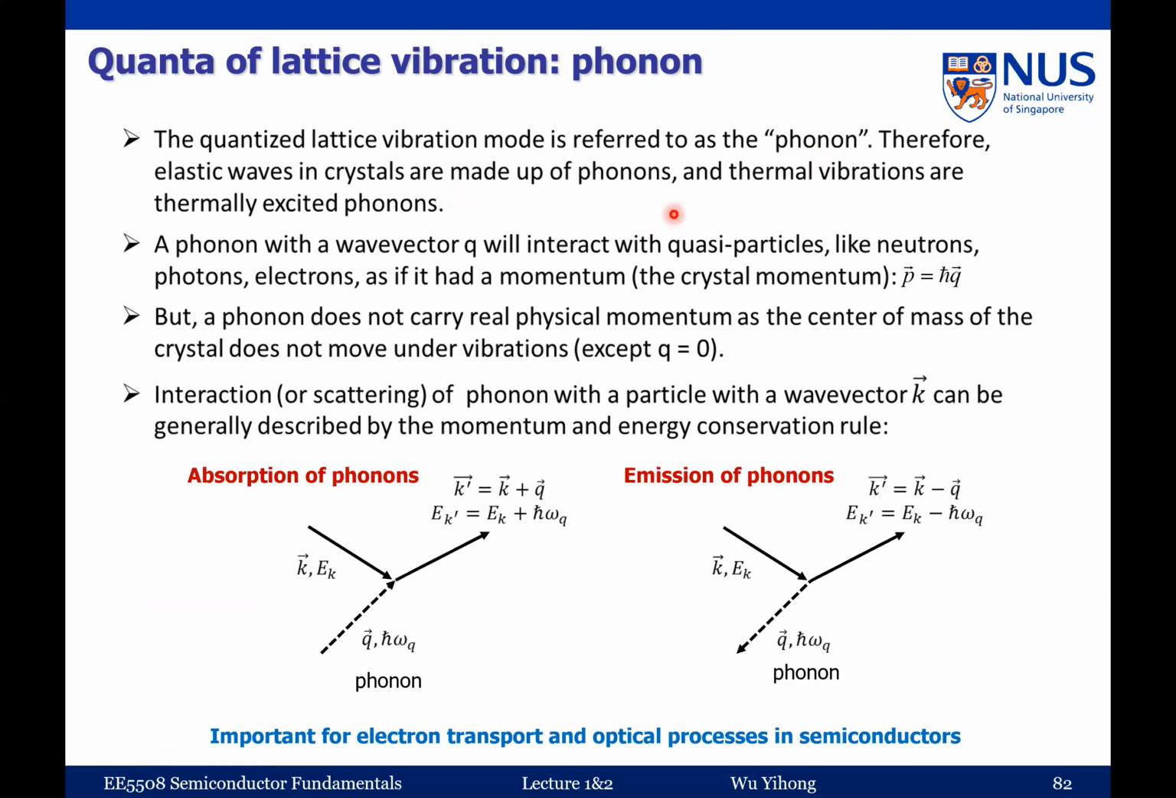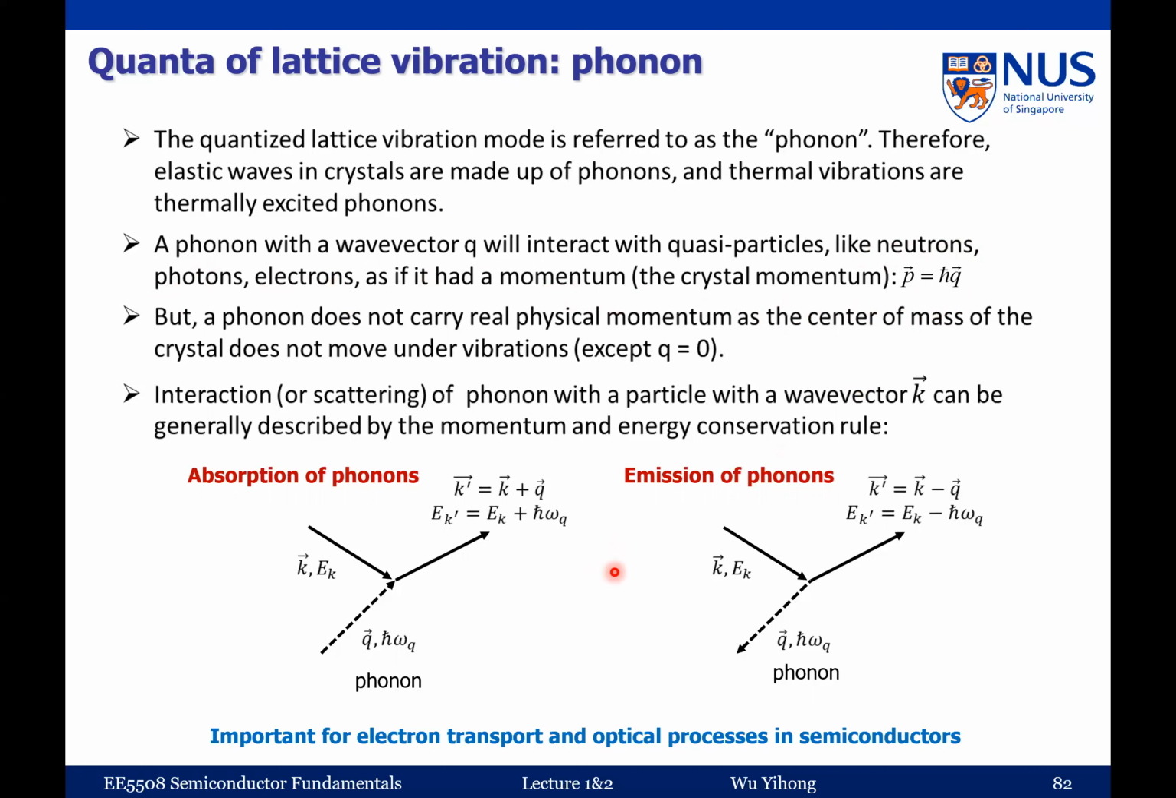In classical physics, a lattice vibration is basically a wave, right? And in quantum mechanics, you get a phonon. The phonon has a wave vector q. When it interacts with quasi-particles, for example neutrons, photons, electrons, they transfer momentum, and the momentum is given by ħq.